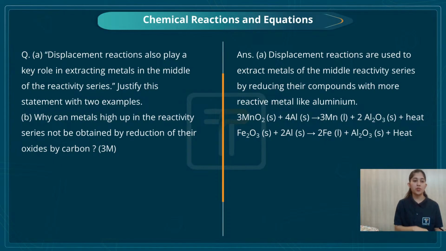Okay, next question. Why can metals high up in reactivity series not be obtained by reduction of their oxides by carbon? We know that metals high up in reactivity series like sodium, potassium and lithium are not extracted by reduction of their oxides by carbon. Why does this happen? Tell me, if you like something, will you give that to someone else? No. The same applies to these metals also.